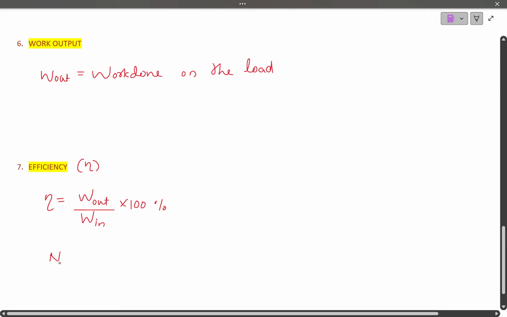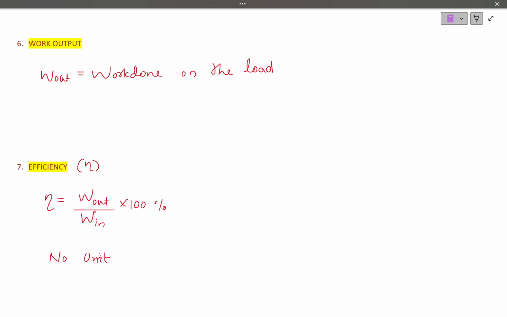Efficiency also has no unit because it is the ratio of similar quantities, that is work output and work input. So therefore it also has no unit. Hope you understand the few topics from the chapter machine. Remaining topics we can study later.